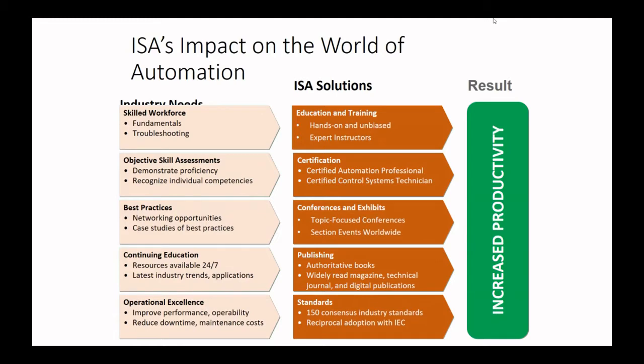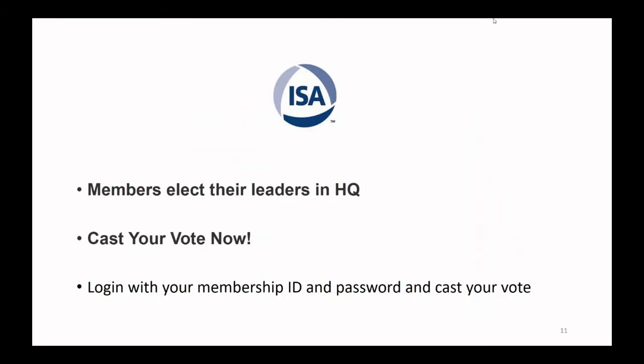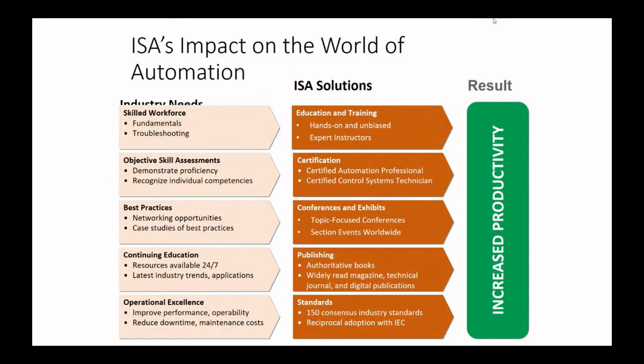Then best practices, where all the standards and other things can be given, and then continuing education, as well as papers. In terms of operational excellence, there are 150 odd industrial standards, and now ISA is joining together with IEC. We are bringing all the standards onto one platform so that the world can use one standard, which means increased operational productivity. Next page.